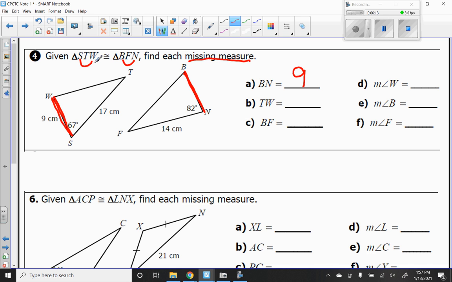Okay? Now, look at BF. BF is the first 2 letters. That means it has to go with ST. So both of those are 17 because they're in the same position on the congruent statement.